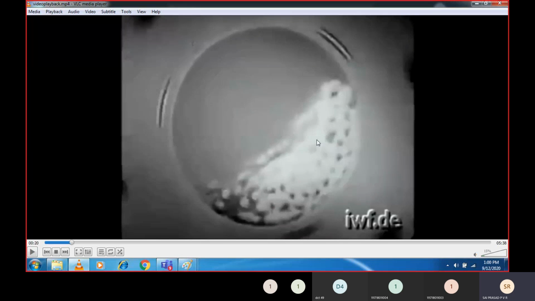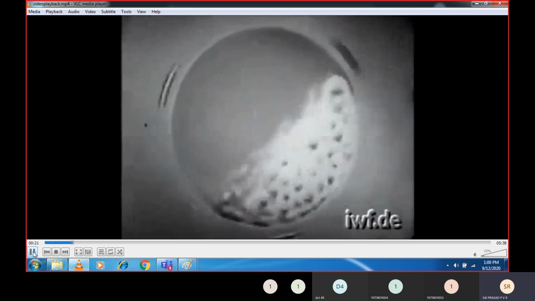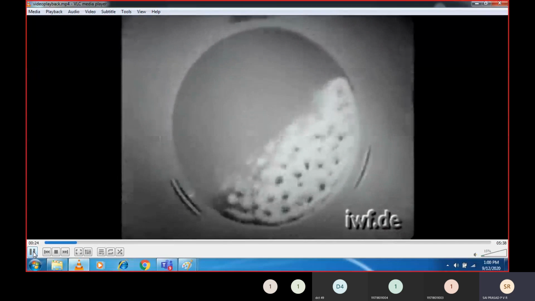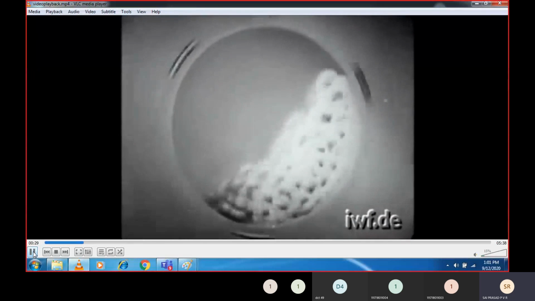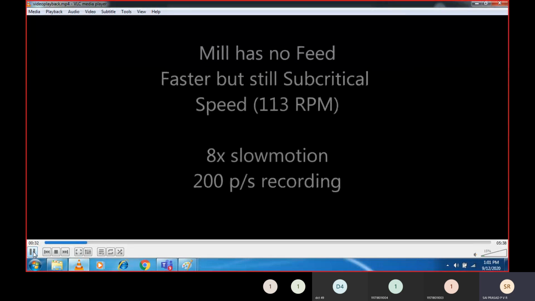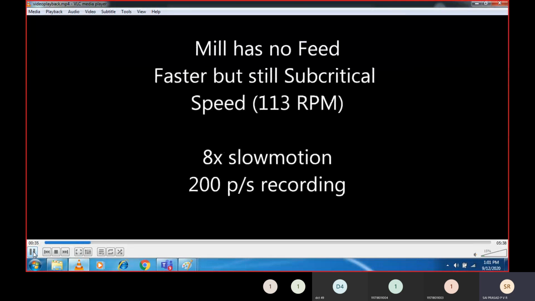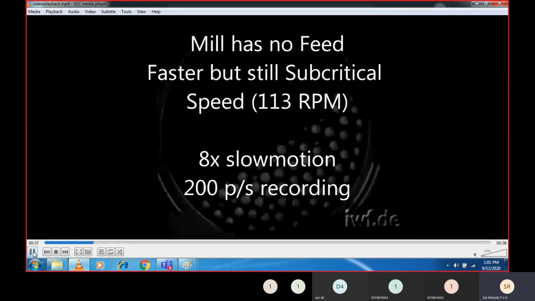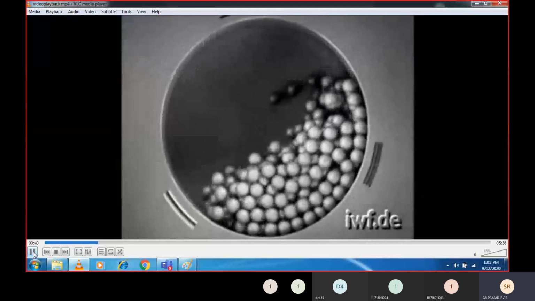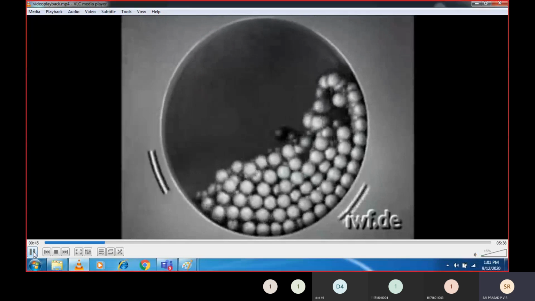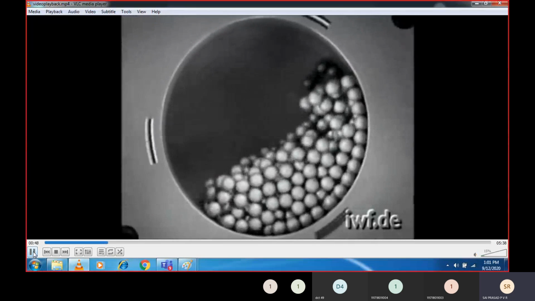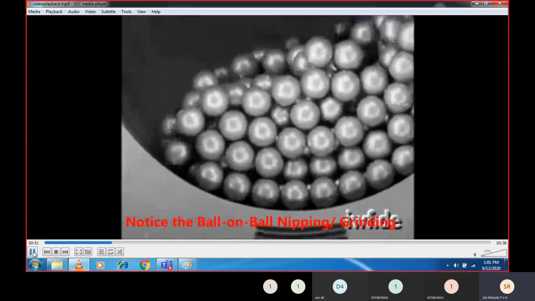So now you see white color powder. This powder is mainly the product which has been crushed in the ball mill. In slow motion, he is showing us how the balls rise and fall. Here are all the grinding medium of uniform sizes.